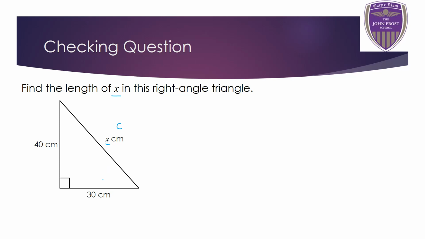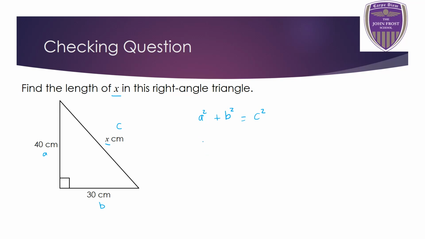We know that this longest side here is called C. I'm going to call the base of the triangle B, and I'm going to call this length, the height of the triangle, 40 centimeters A. And just as a reminder, A squared plus B squared always equals C squared in a right angle triangle. And what I want you to do, I want you to pause the video and have a go at this question and try and calculate the size of x. When you're ready, press play to see the solution.